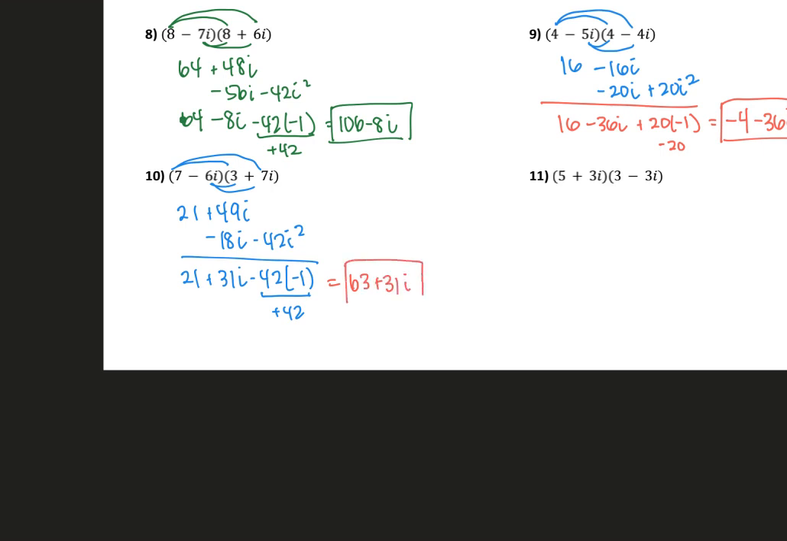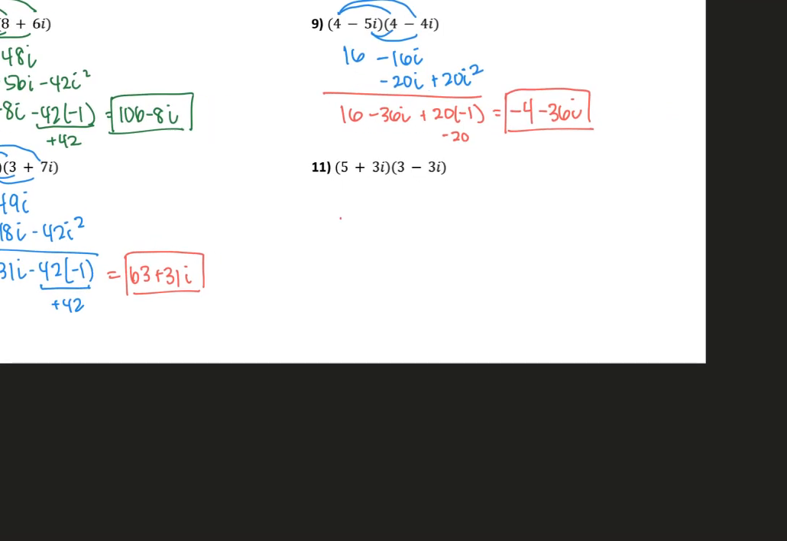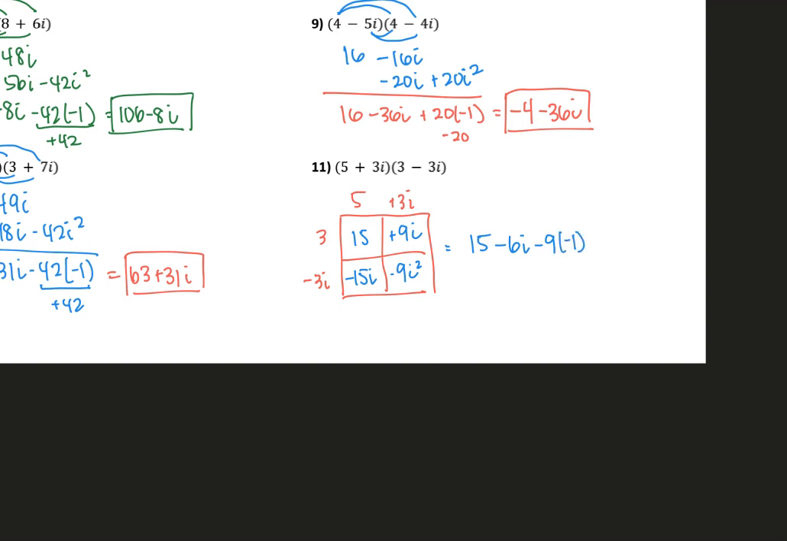All right, this last example, I'll go ahead and do the box. 5 plus 3i, and then 3 minus 3i. So this is 15 plus 9i minus 15i minus 9i squared. So we have 15, let's see, this is minus 6i, and then minus 9i squared. i squared is negative 1. So this is plus 9. So 15 plus 9 is going to be 24 minus 6i.